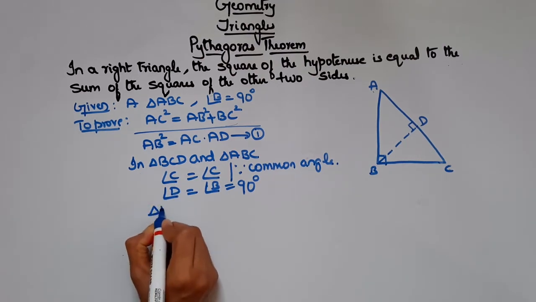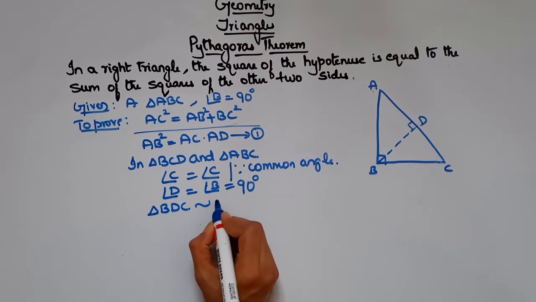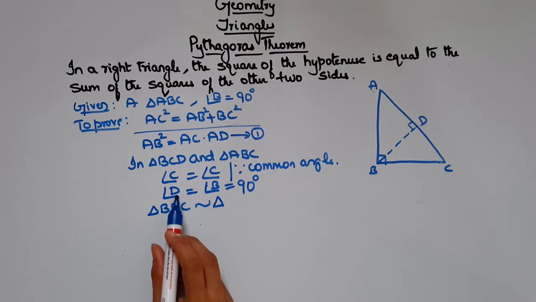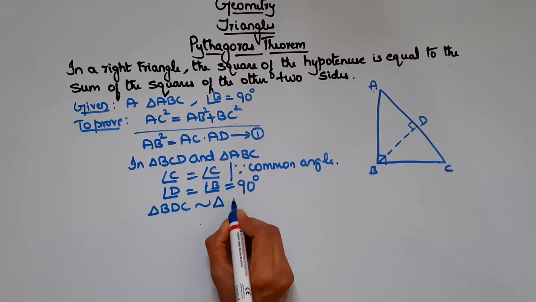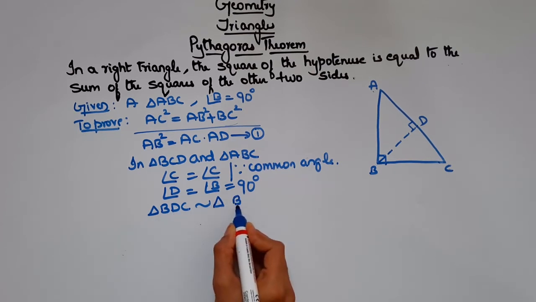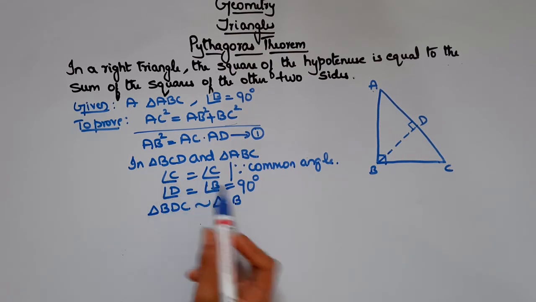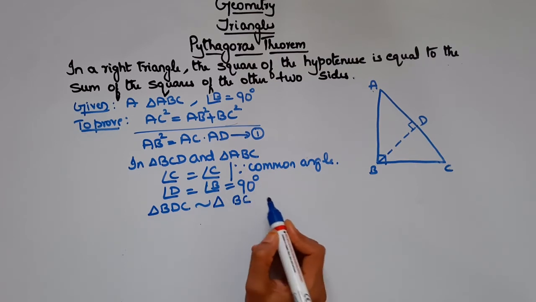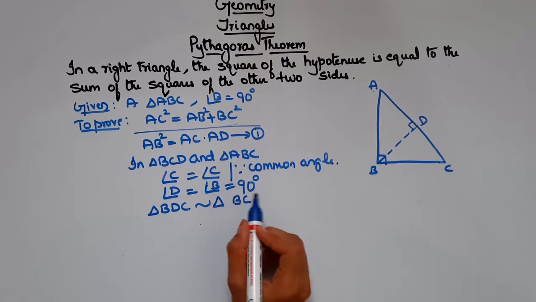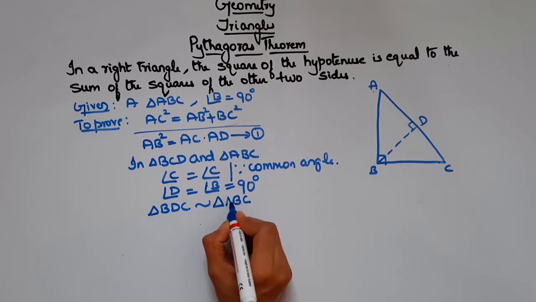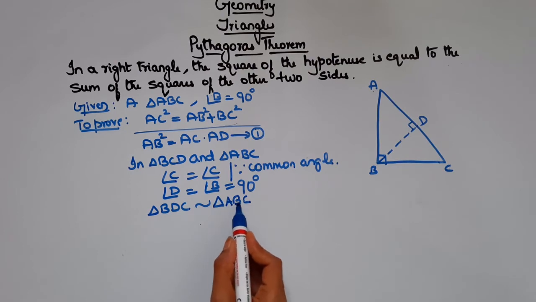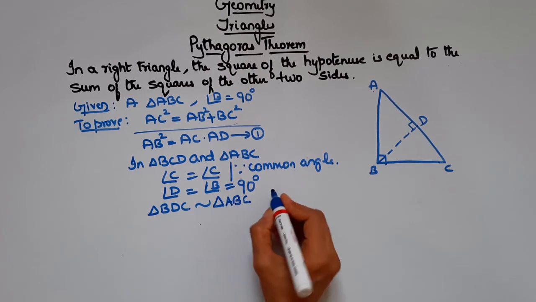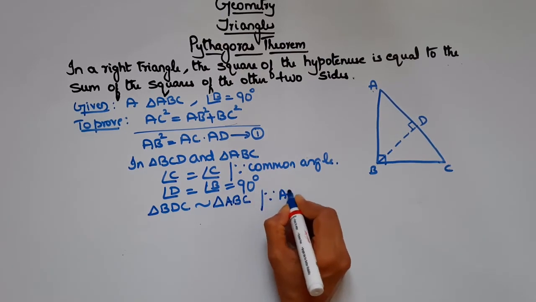So triangle BDC is similar to triangle ABC. Angle D is equal to angle B. So D is in the second place, so let's write B here. D is equal to B. And angle C is equal to angle C, right? The remaining angle of this triangle is A. So A is in the first place, right? So therefore triangle BDC is similar to triangle ABC by AA similarity rule.